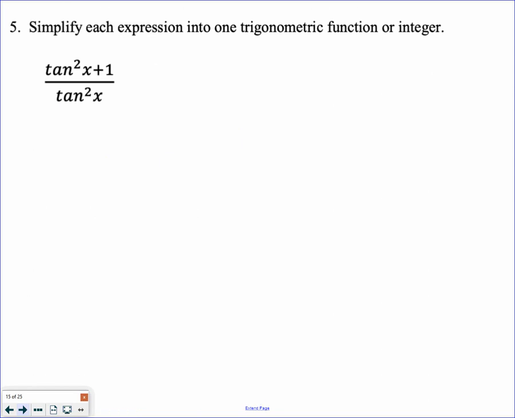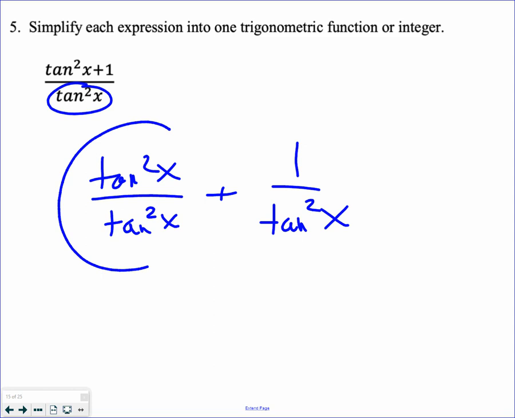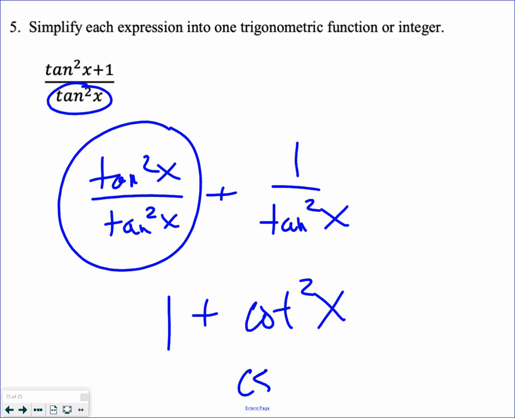More simplified questions. I see a single term on the bottom. I see one thing that I'm dividing by, one term, not a binomial. So I'm going to take the top and split it into two fractions. And then tangent divided by tangent is 1. And 1 over tangent is the same as cotangent. And then that's a Pythagorean trig identity. 1 plus cotangent squared is equivalent to cosecant squared.